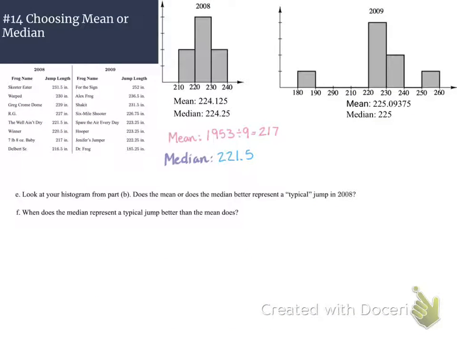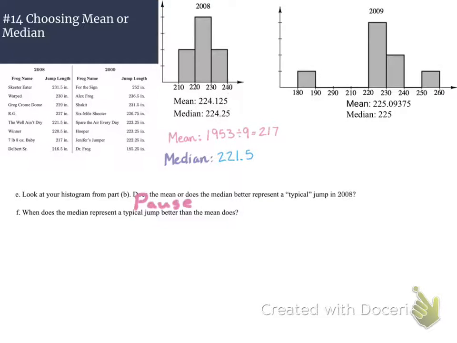And now we're moving on to our final two letters. Letter E says, look at your histogram from part B. Does the mean or does the median better represent a typical jump in 2008? If you haven't answered it yet, pause. Otherwise, continue on. Well, this was our data without the outlier, and then this was our data with the outlier. And which one do you think is a better representation of a typical jump for this year?